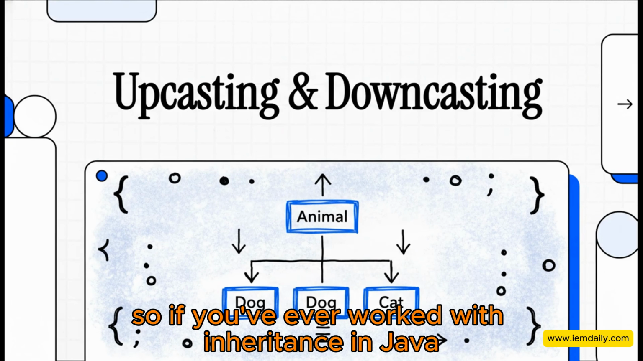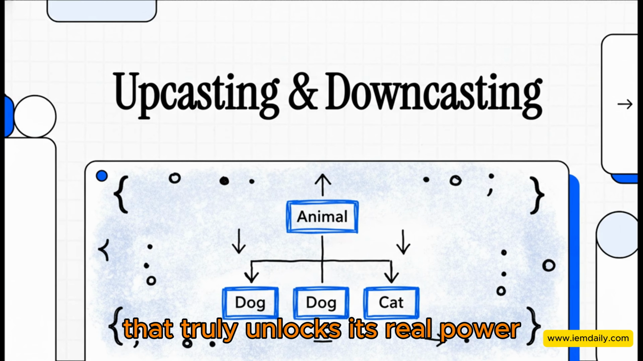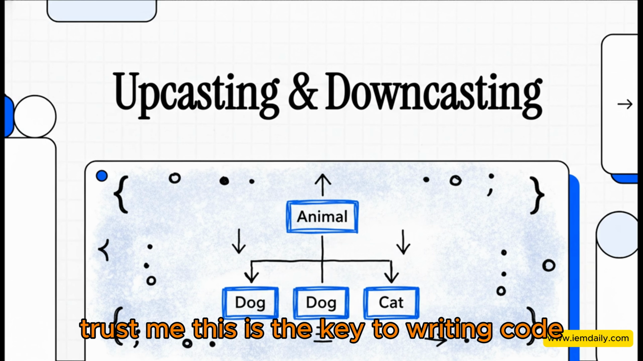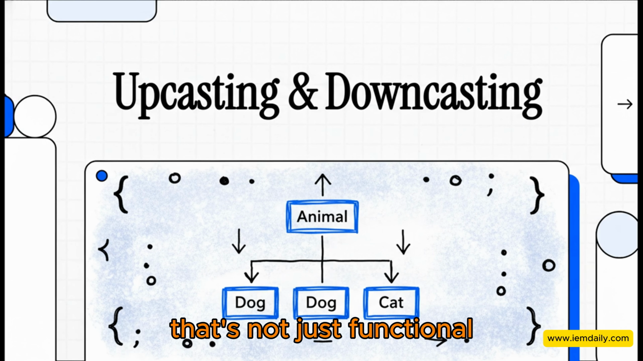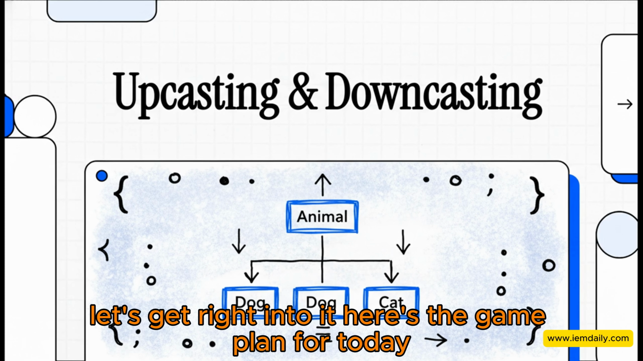So, if you've ever worked with inheritance in Java, you've been right on the edge of a concept that truly unlocks its real power. Today, we are diving deep into upcasting and downcasting. Trust me, this is the key to writing code that's not just functional, but flexible, powerful, and genuinely smart. Let's get right into it.